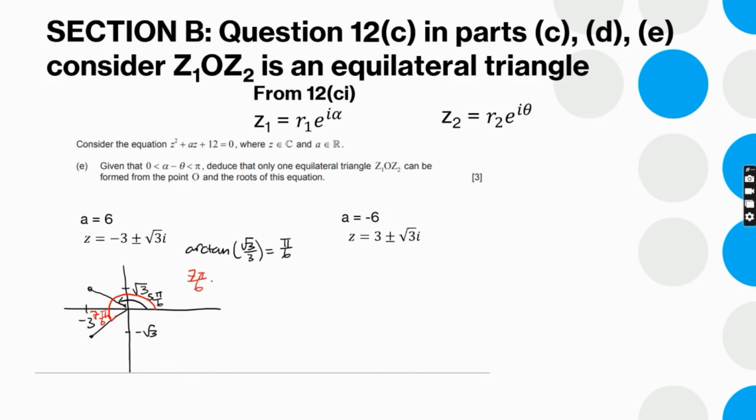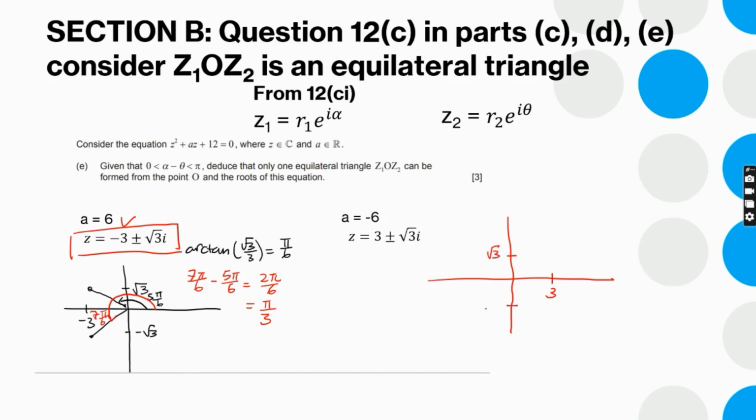7 pi over 6 minus 5 pi over 6 gives you 2 pi over 6, which is pi over 3. So this is most likely the pair that gives you the equilateral triangle. But let me check again using a equals minus 6. We have 3, then root 3 above and minus root 3 below. The first one is here. Arctan of root 3 over 3 is also pi over 6, so the angle here is pi over 6.